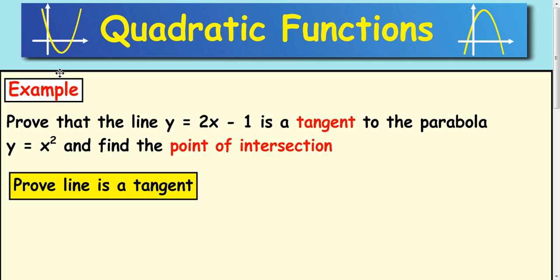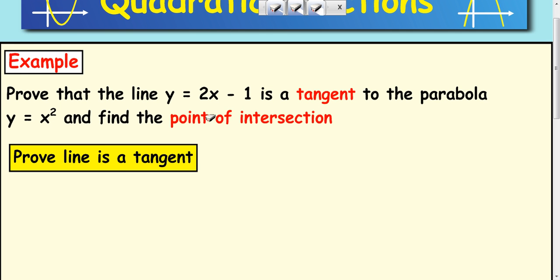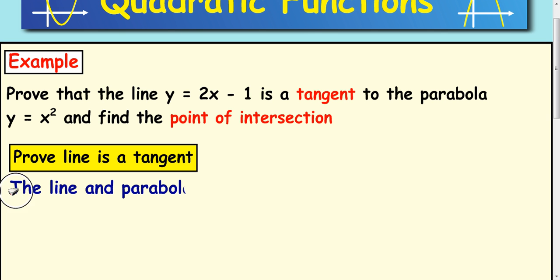So let's look at an example. Prove that the line y equals 2x minus 1 is a tangent to the parabola y equals x squared, and find the point of intersection. So the first thing we have to do to prove the line's a tangent is to find out where they cross. So the line and parabola meet when y equals y.